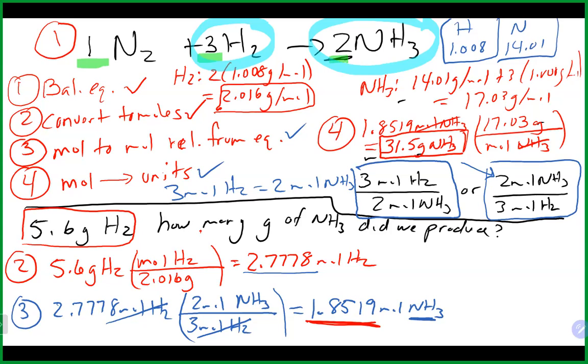Now I rounded, by the way, to 3 significant figures because of what? The only number in this problem is... Yeah, 3 significant figures, right? So that's why we ended there.